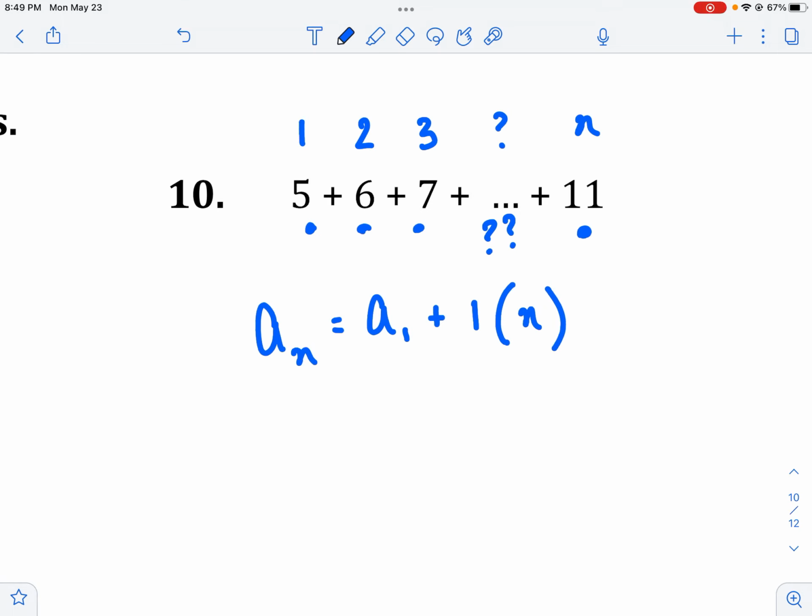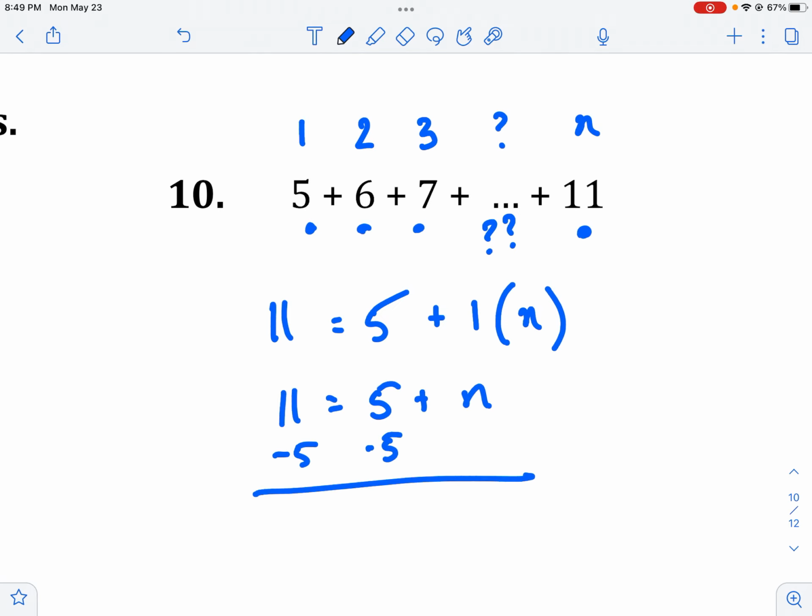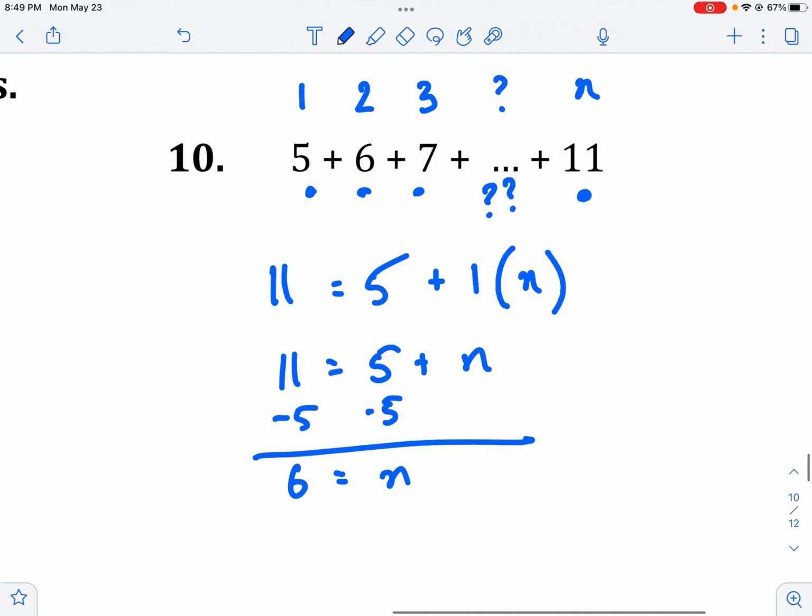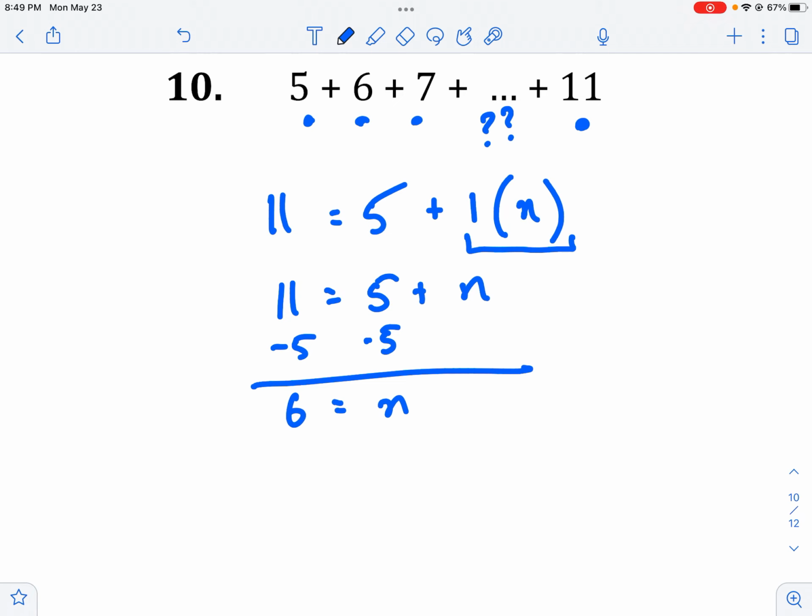All right. Well, what do we know? We know that the last term is 11, so we can go ahead and say that this thing is 11. So let's take this out. And we know that the first term is 5, so this thing can be a 5. So let's remove this and put a 5 in there. And now I think we can solve this. So 11 is 5 plus 1 times n. So n is 6. Okay, so that means there's 6 terms, but I would want to point out that there's 6 terms here plus the original one, so there's actually 7 terms.